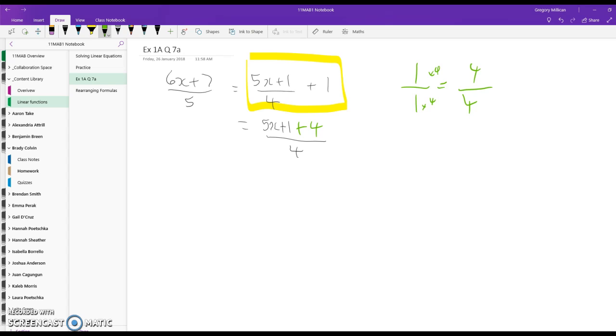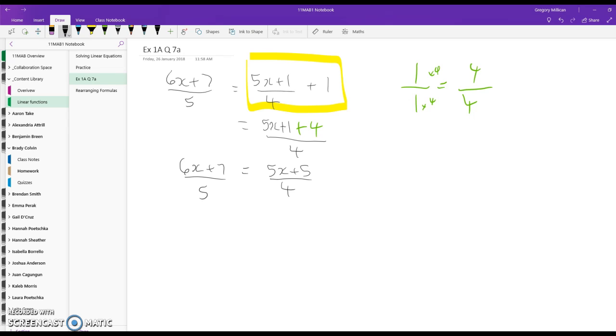Okay, so that's that. We haven't done anything to the left hand side yet, so we'll just leave it alone. So we've got 5x plus 1 plus 4, which is 5x plus 5, all divided by 4. Left hand side is going to come into play now, so we're going to write it in again, over 5. And this is where we go to the next step.